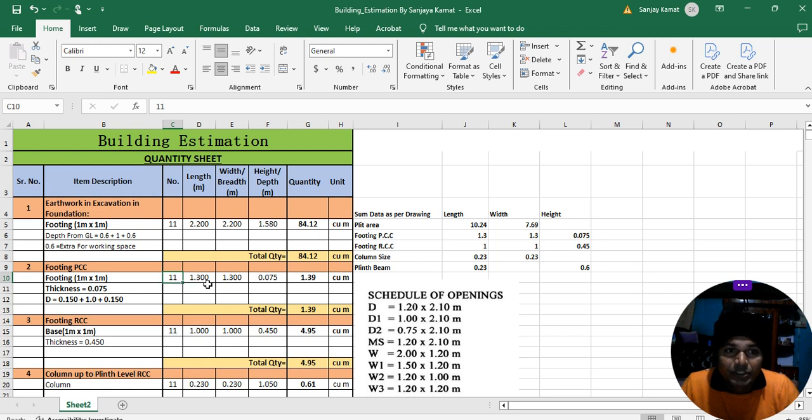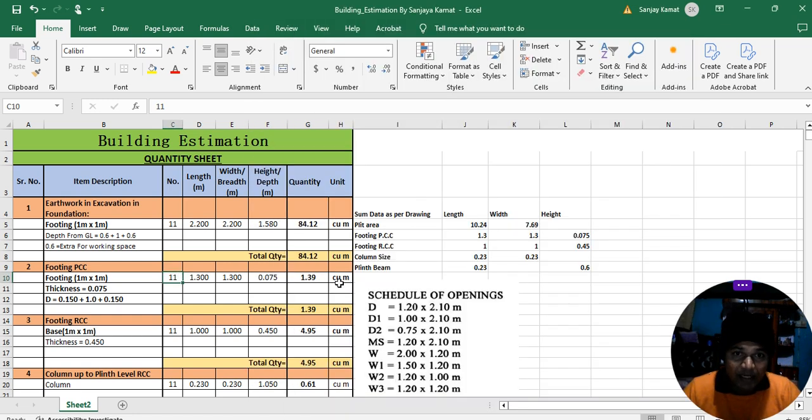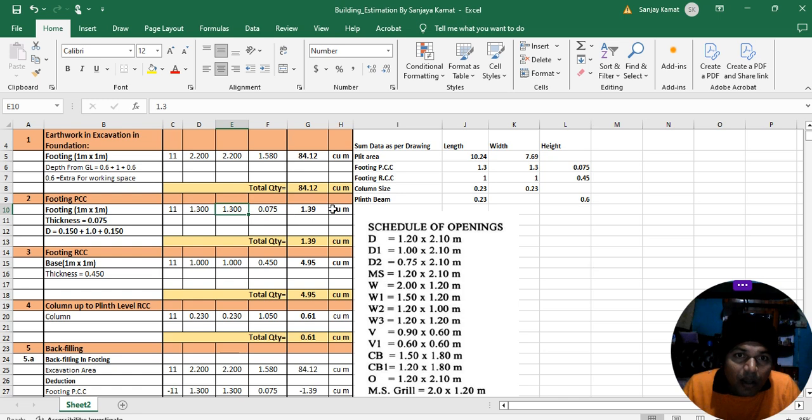So if we multiply this, how much will it come? 11 into 1.300 meter into 1.300 into 0.075. If we press enter, it will come to 1.39 cubic meter, okay. You can do this in the calculator also. If 1.39 does not come, then this will be wrong. If 1.39 came, then this is absolutely correct. So you can do it by yourself in the calculator, okay. So you have understood these things.